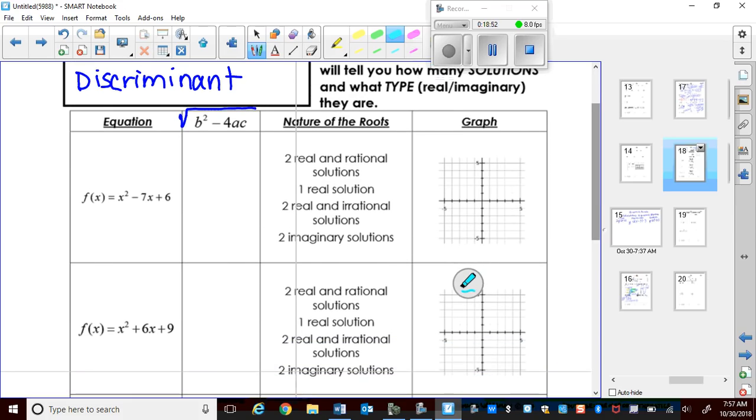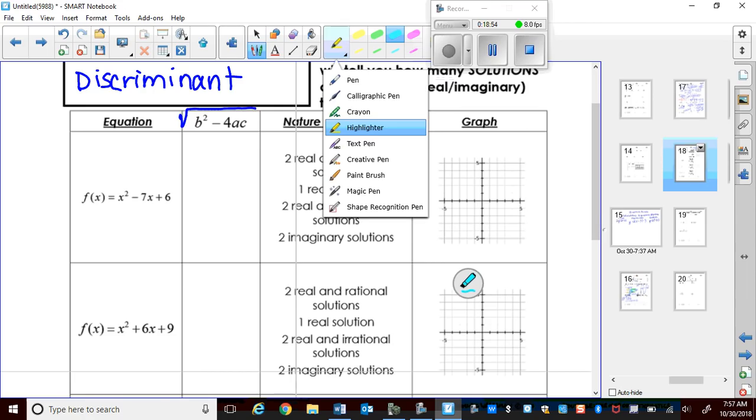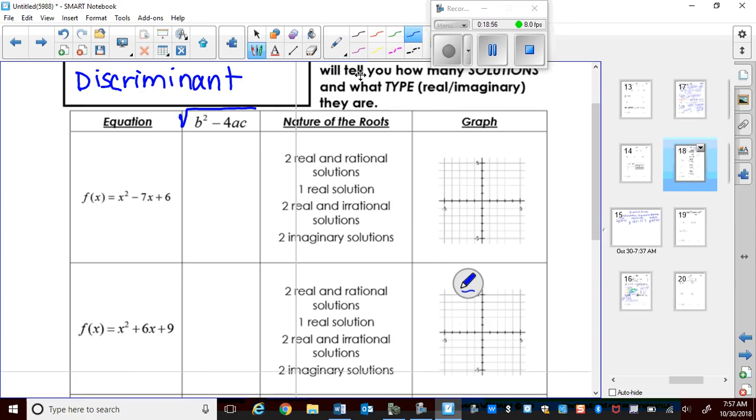So if we're producing a perfect square, we can automatically answer questions about whether we're getting real and rational solutions, or one real solution, two real and irrational solutions, or two imaginary or complex solutions. Okay? So first, a equals 1. That number in front is 1. B equals negative 7. And C equals 6.